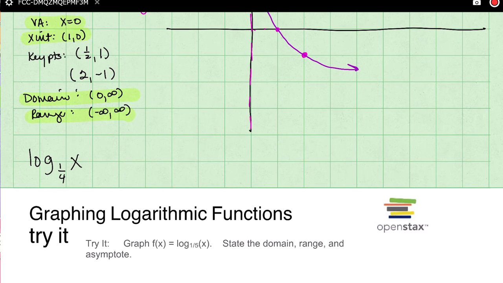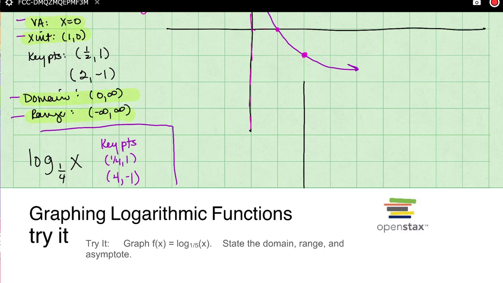Let's do one more. I've got y equals log base 1/4 of x. So vertical asymptote, x-intercept, domain, range, that's all the same. So let's just write down what the key points are. The key points would be 1/4 and 1 and 4 and negative 1. So let me try to do this right here.